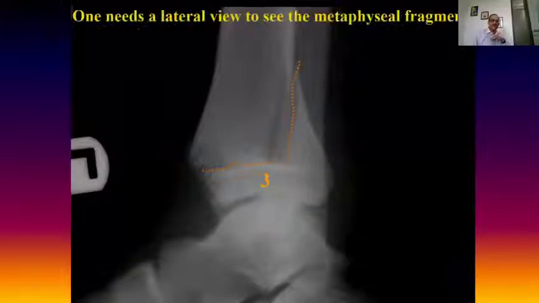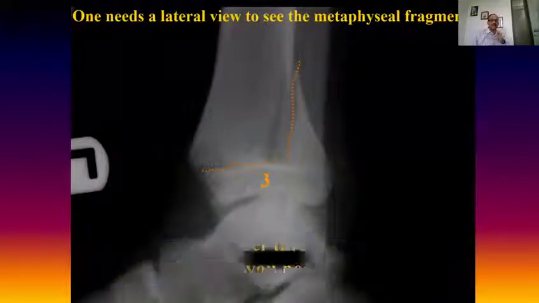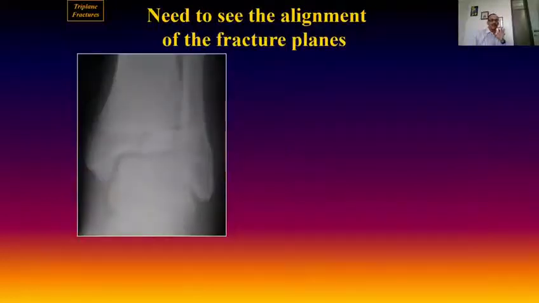Now the horizontal one you can see has been seen here because of translation. So this is a classical triplane fracture. Now with these X-rays you have established that this is a triplane. Now you need to get a CT scan done so that you see the alignment.